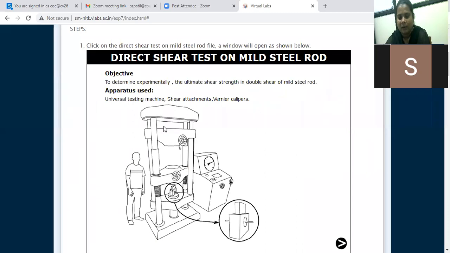I have already explained that in the universal testing machine there are two panels. This one is called the loading unit, and this panel is called the control panel. By using the control panel we apply load, and by using the loading unit we fix our specimen and apply load. Here, this is the assembly for the direct shear test.